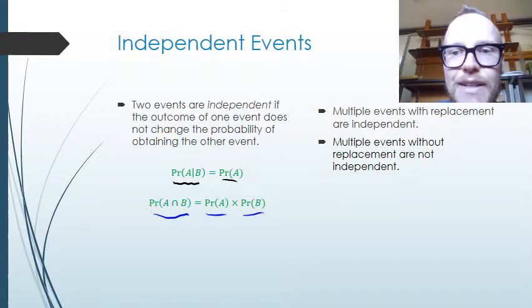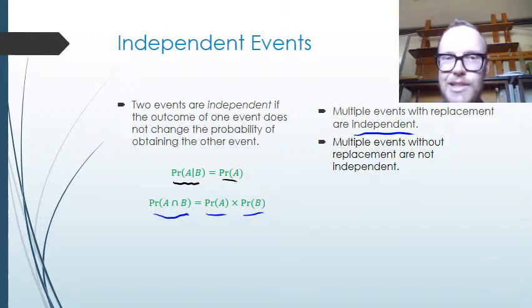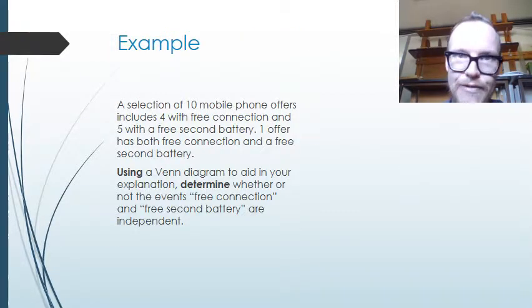Multiple events with replacement are independent. That's when we're talking about rolling a dice and then rolling the dice again, or flipping a coin and flipping the coin a second time. If we replace it, so it can turn up again, then those events are independent. They're not going to be affecting each other. But if we don't have replacement, then they are not going to be independent, because by not replacing something, we're changing the outcome for the next event.